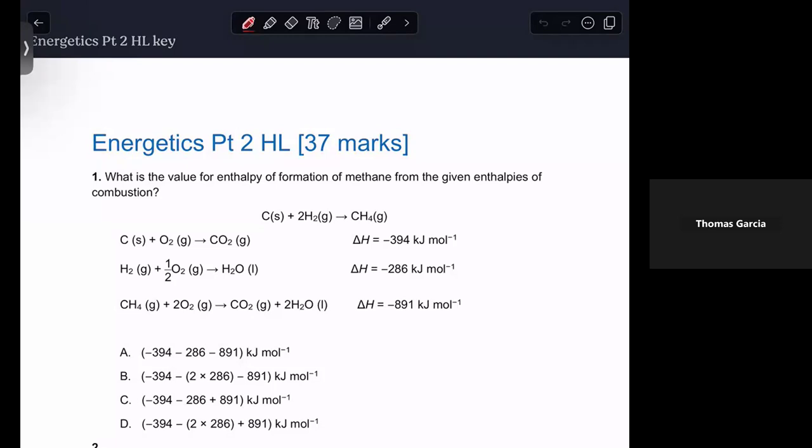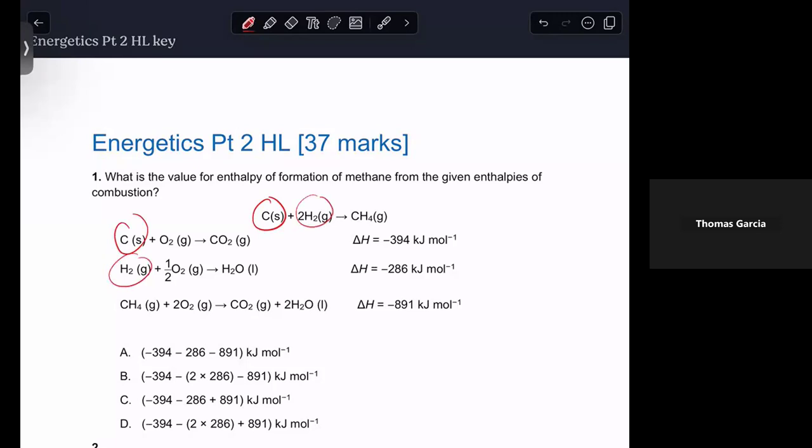So what is the number one? What is the value for enthalpy of formation of methane from the given enthalpies of combustion? Now, because we have these enthalpies right here, we're just going to be summing these. This is that Hess's law stuff. So one thing I noticed is carbon on the left, carbon on the left. Don't have to change that. Hydrogen on the left, hydrogen on the left.